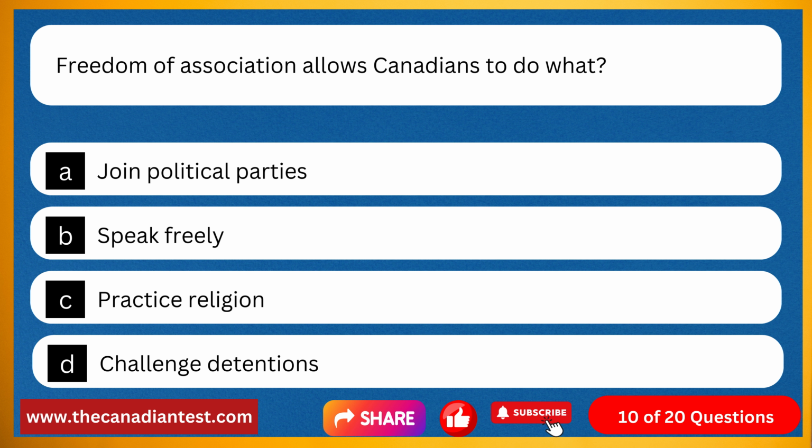Question 10. Freedom of association allows Canadians to do what? Option A, join political parties. Option B, speak freely. Option C, practice religion. Option D, challenge detentions.